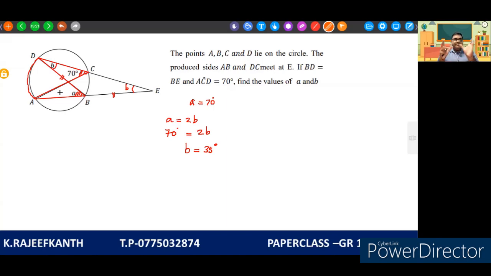Then they have given that BD and BE are equal. Then BDE is an isosceles triangle. Then opposite angles of equal sides are equal. So we can mark these two angles B. Now this A is an exterior angle of this triangle BDE, so A is equal to 2B. Now we know the value of A, then B is equal to 35 degrees.